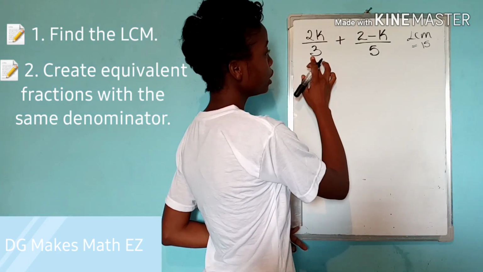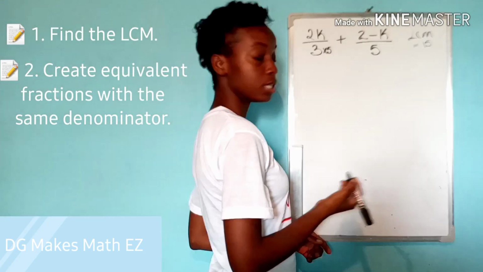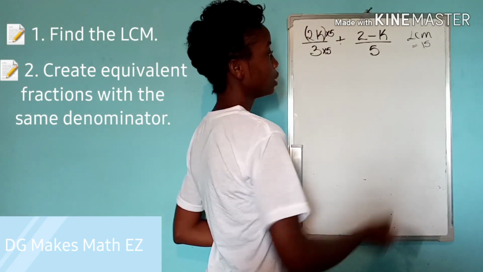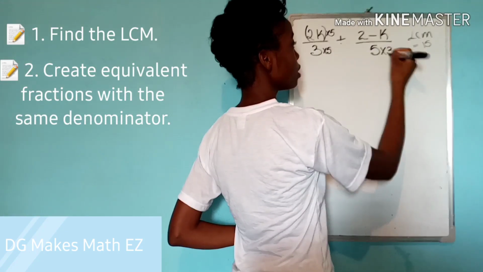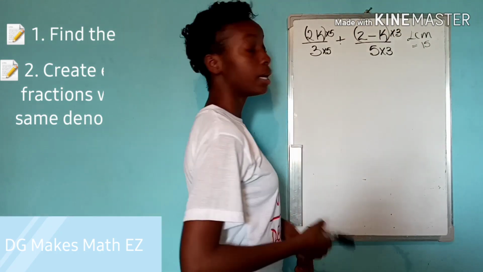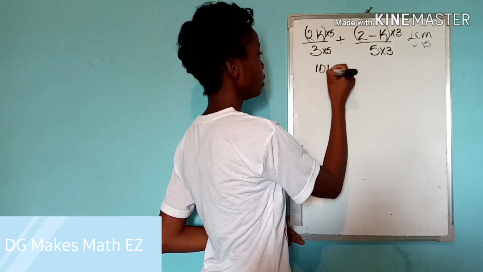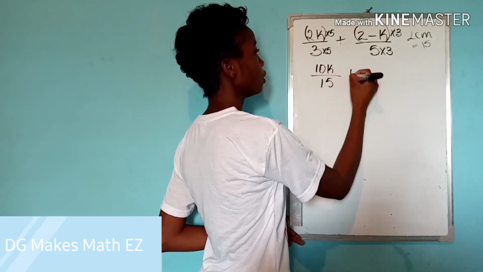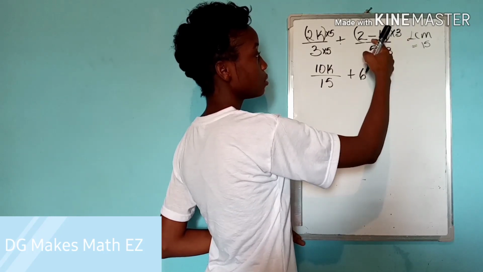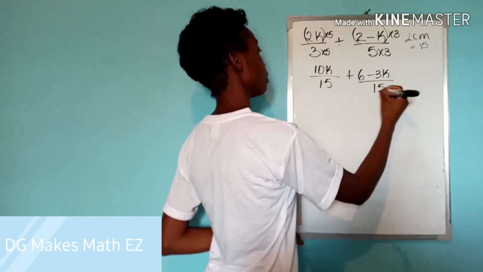So in order to make 3 into 15, I'm going to multiply that by a 5. But I need to do the same thing to my numerator, and so 2k is also going to be multiplied by 5. To turn 5 into a 15, I'm going to multiply by 3, and then I have to do the same thing to my numerator. And then I'm going to rewrite these fractions. 2k times 5 is going to be 10k over 15, plus 2 minus k times 3. 3 times 2 is going to be 6. 3 times negative k is going to be negative 3k, and that is also over 15.